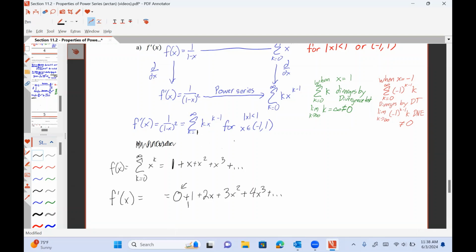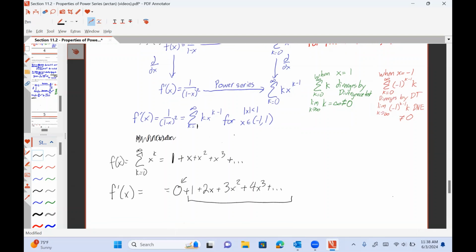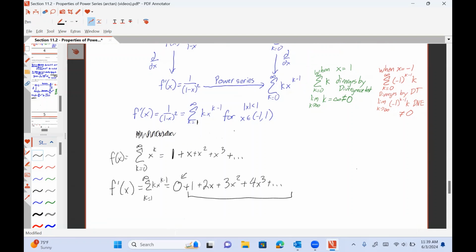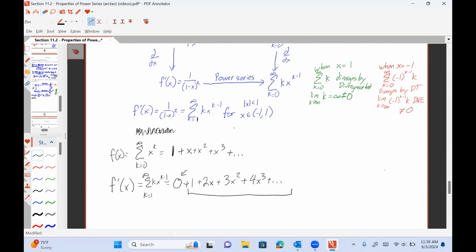Because then, starting at 1, we will get this 1 plus 2x plus 3x squared. So this series is going to be k equals 1 to infinity, k x to the k minus 1, to get rid of that 0 over 0 term. So we can start our lower bound at 1.